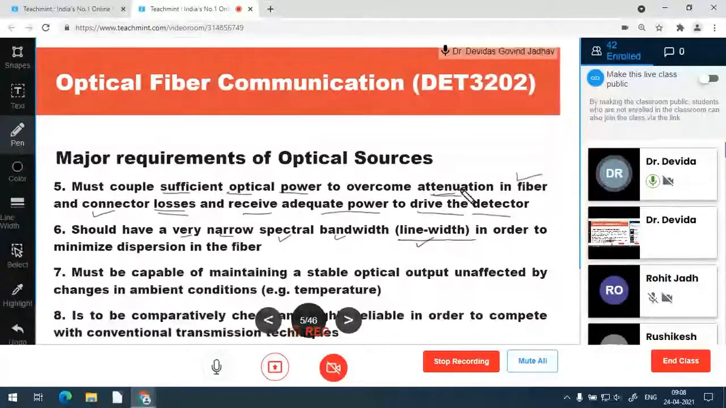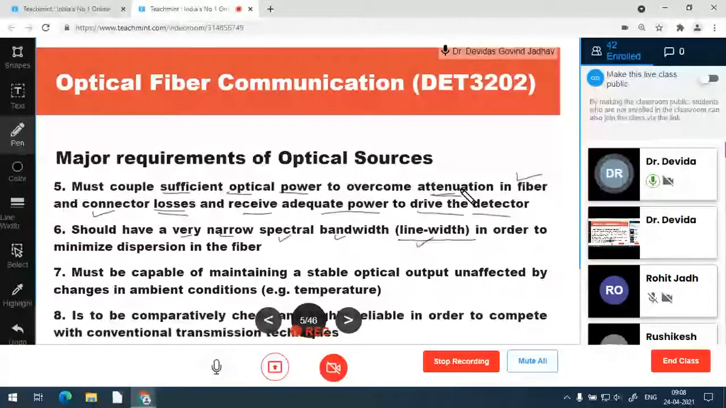Spectral bandwidth is called line width in optics. We do not call it bandwidth here, we call it line width. So the source should have a very narrow line width.